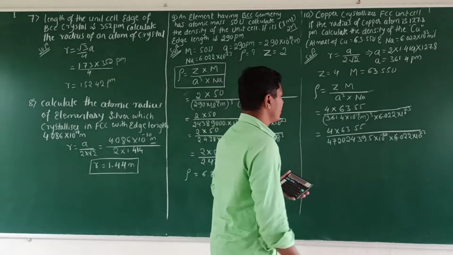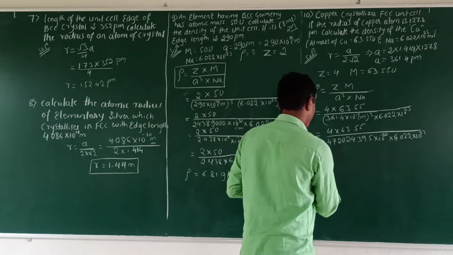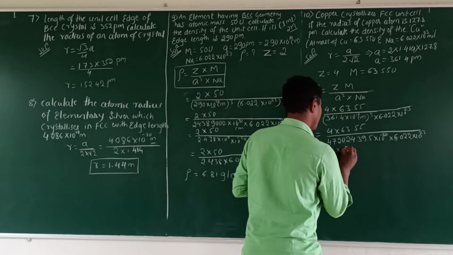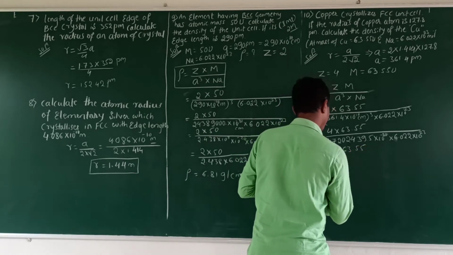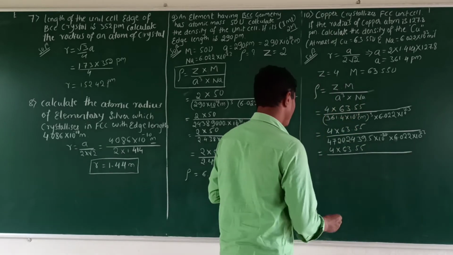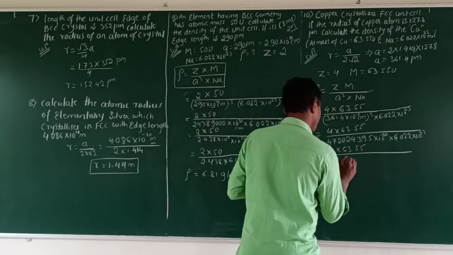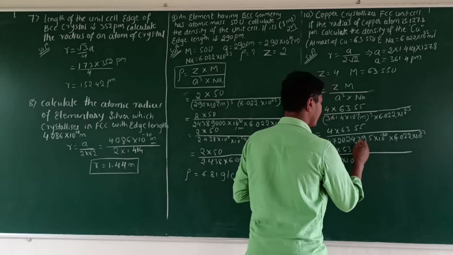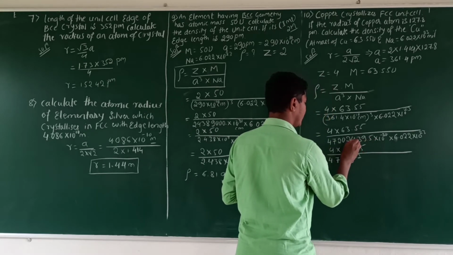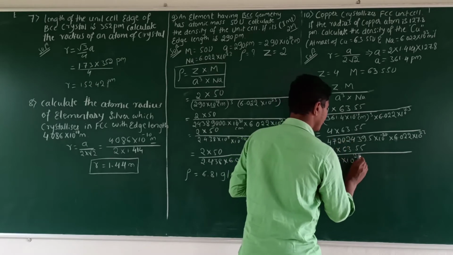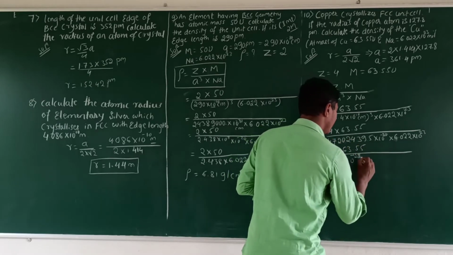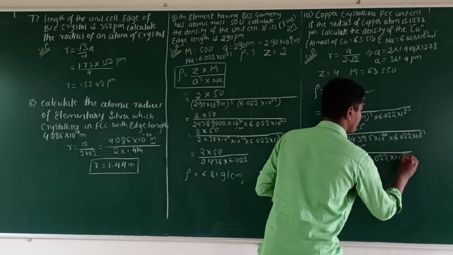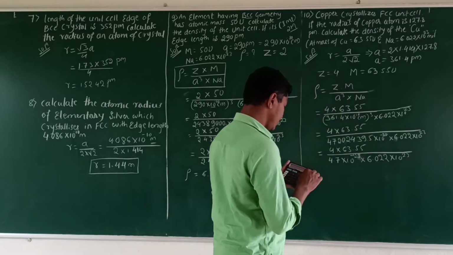Okay, we are reducing this term and getting 4 into 63.55 divided by 4.7 into 10 to the power 22, into 6.022 into 10 to the power 23. The plus 23 and minus 23 get cancelled. What is the value now?